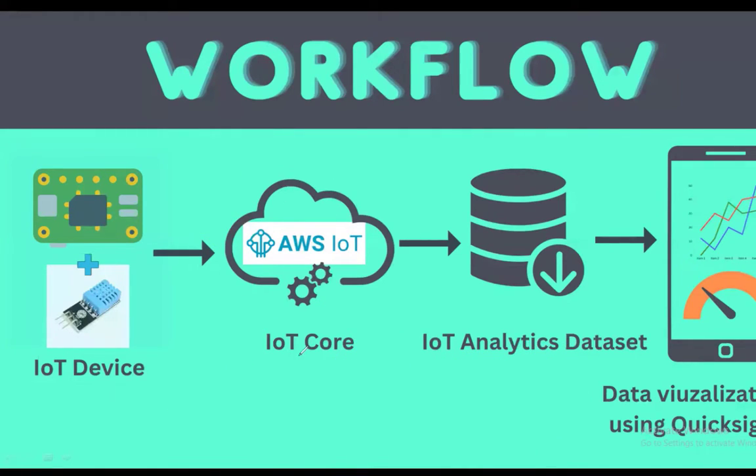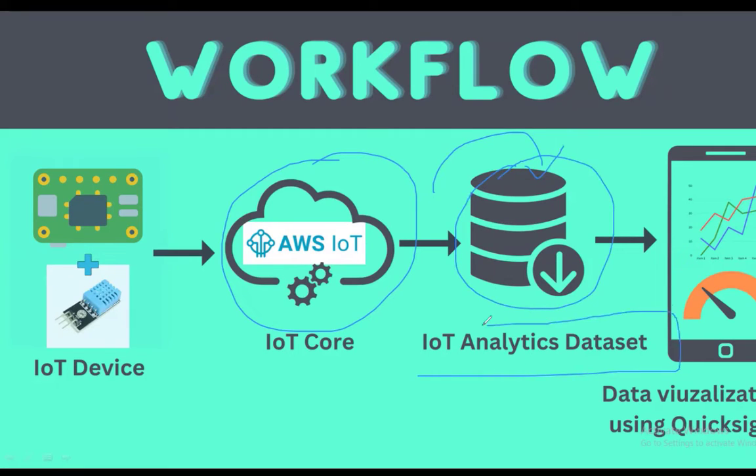Once data is available, the next step is we want to send data from here to the IoT Analytics platform, where we'll be creating a dataset. Once the dataset is created, we'll be using it in QuickSight for visualization. So we are visualizing the same dataset in AWS QuickSight. This is what we are going to do. These are the steps we are following in our demonstration of this particular concept.